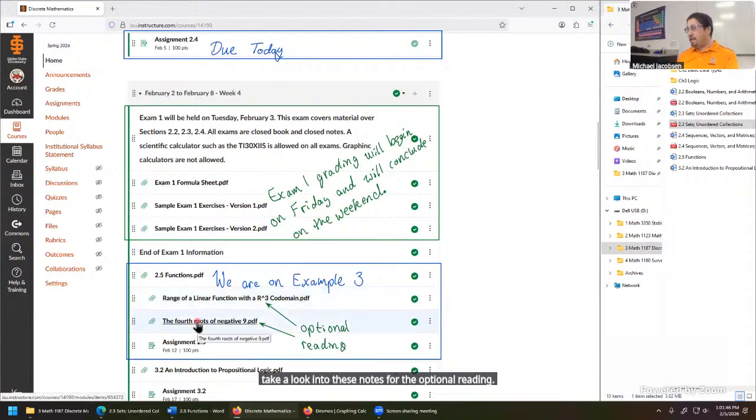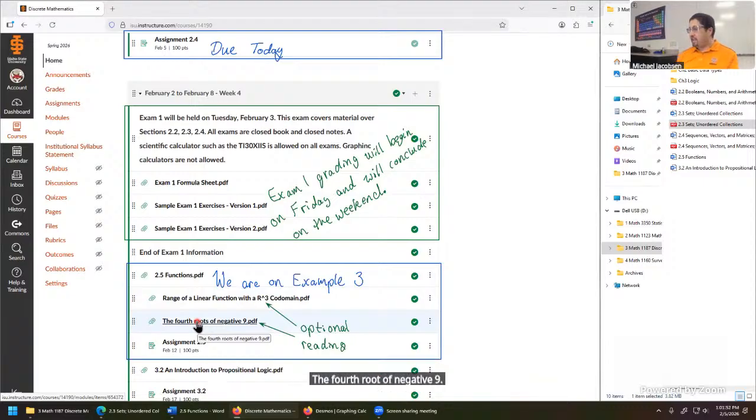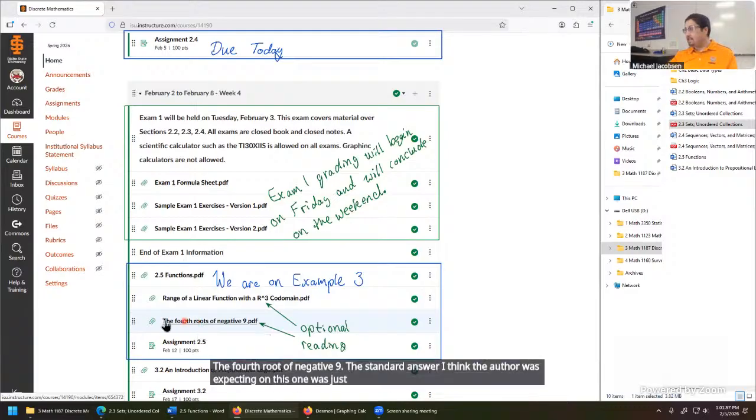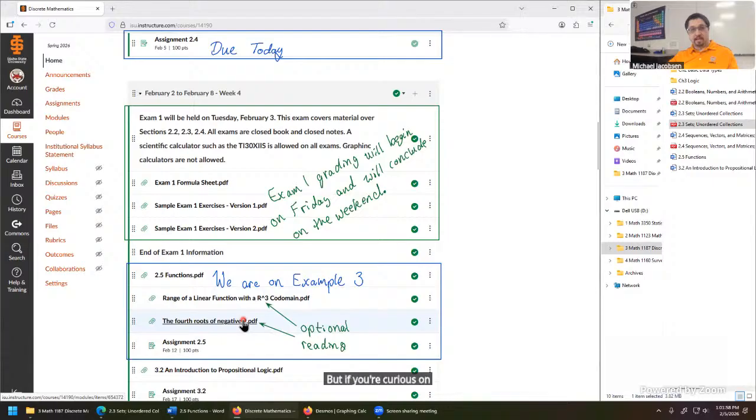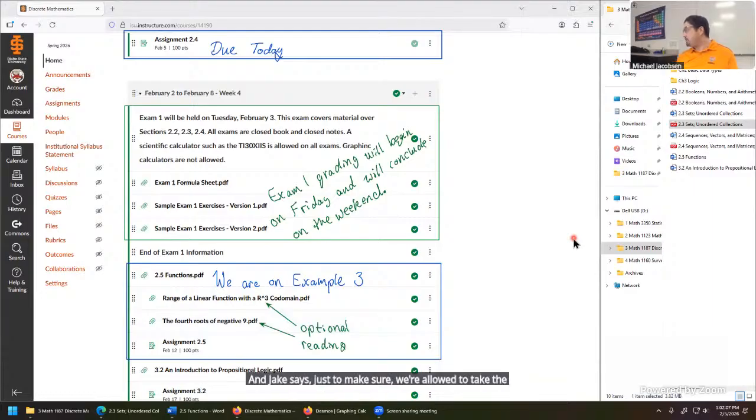Also, this is connecting back to the very first homework set. We were looking into the fourth root of -9. The standard answer I think the author was expecting on this one was just undefined. But if you're curious on how to compute them as complex values, this would be the other side of the optional reading. And Jake says, just to make sure, we're allowed to take the exam up until Thursday, right?